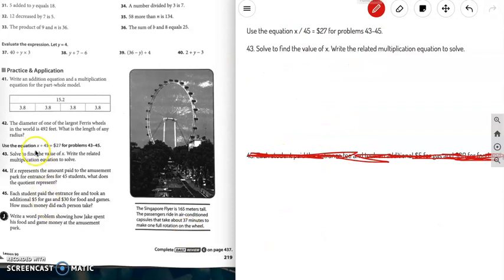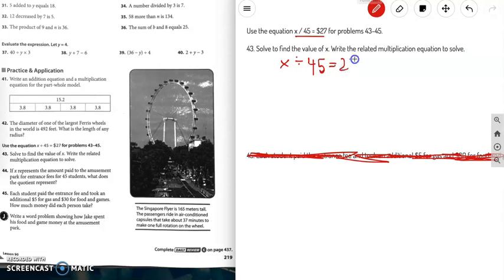So I'm actually going to do 43 and 44. You'll see why. Because you need the answer for 44 in order to do 45. Okay, use the equation x divided by 45 equals $27 for problems 43 through 45. 43. Solve to find the value of x. Write the related multiplication equation to solve. So it's asking us to find x. We're doing a little algebra here. Excited? So x divided by 45 equals 27. So how do we find x?